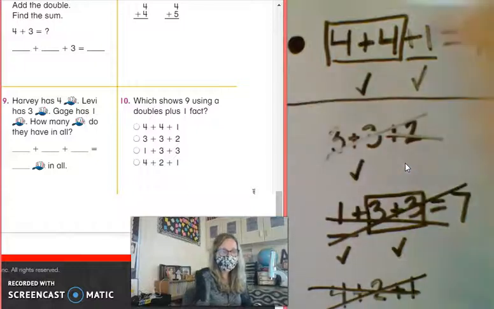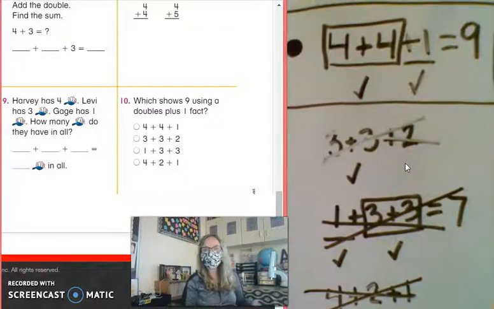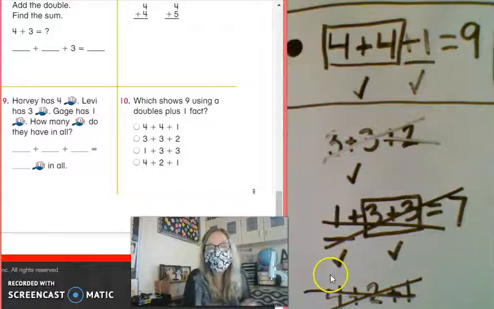So it looks like our only answer for number 10 was that first one. 4 plus 4 was our doubles, plus 1 equals 9. Okay? All right, so boys and girls, remember, this is just a review sheet to help you practice all of the methods we've been working on in the classroom. So tonight, go over this paper with your parents. If there's one that's confusing for you, tell them, hey, Mom and Dad, this one's a little confusing. Can you help me get this? And we will get through it.